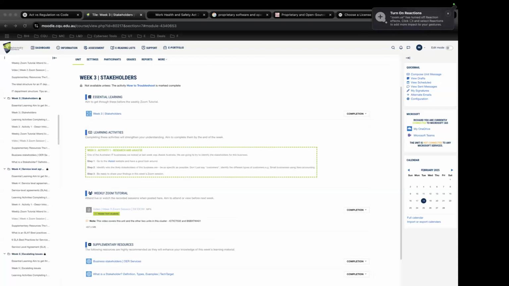So I guess my formal definition would be an individual or a group that has an interest in the decision or activity of an organization, or they can also be individuals or groups affected by the decisions of an organization. Yeah, so that would be my proper definition of stakeholders.